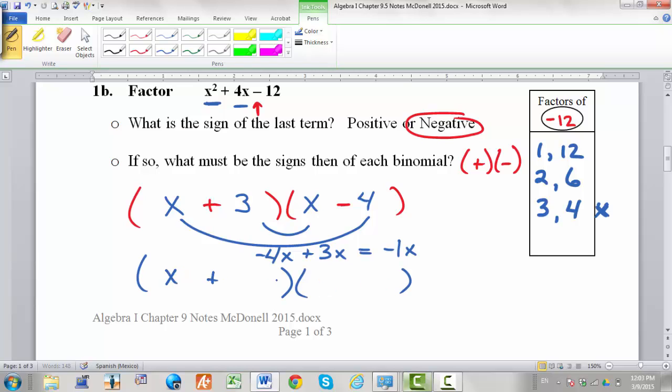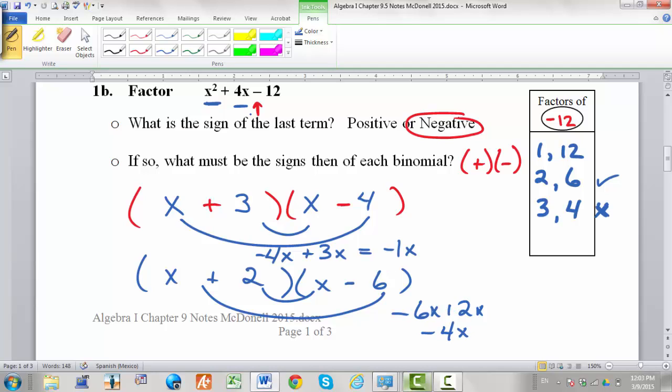Remember, we have x plus and x minus. Next, I'm going to try my 2 and my 6. So I'm going to put my 2 in and my 6 in. I'm going to try it again, outside and inside, and I get negative 6x and a positive 2x. Well, that's negative 4x. That's very close to what we wanted. However, it's just opposite in sign.